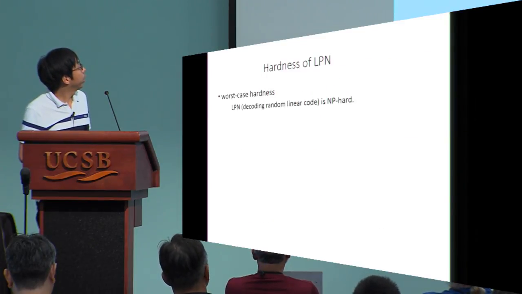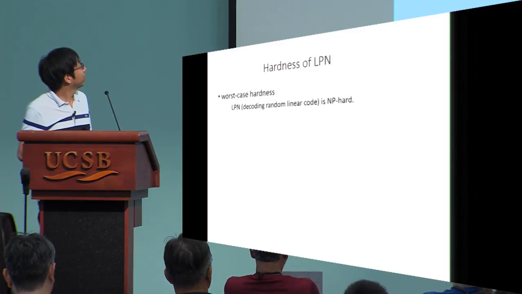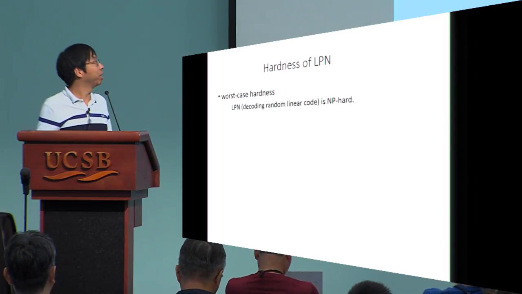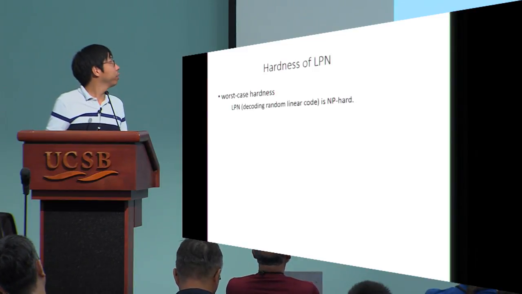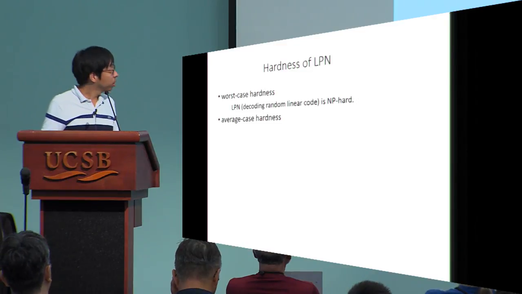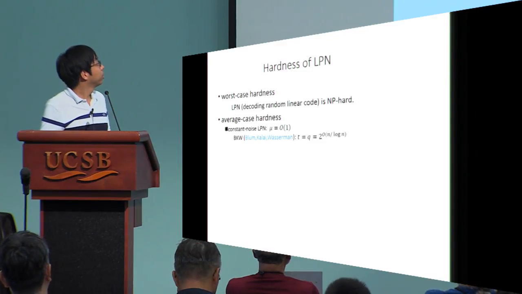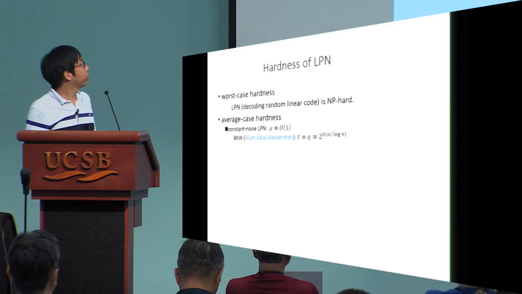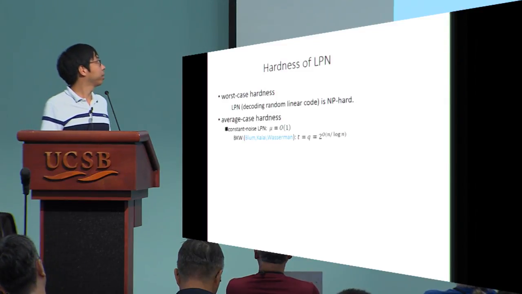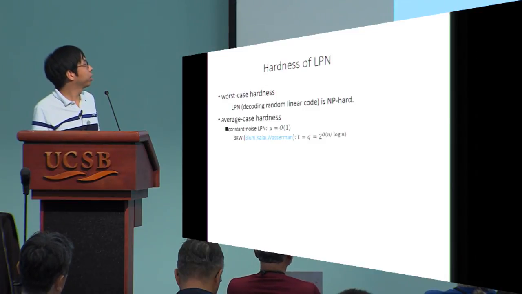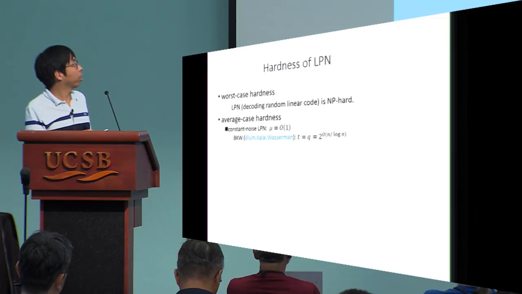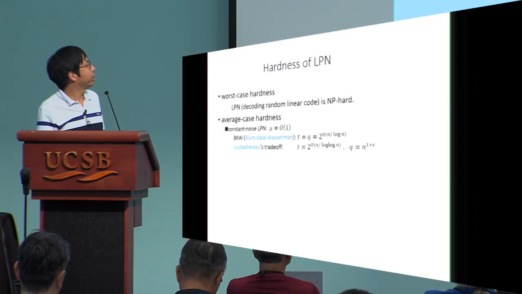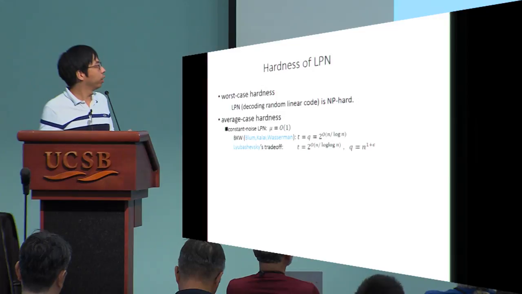And LPN is believed to be hard. In the worst case, it represents the well-known problem of decoding random linear codes, so it's known to be NP-complete. But for cryptography, we need average case hardness. So there are two settings. In the constant noise rate setting, the noise rate is fixed and independent of the secret size. In this case, the well-known BKW is asymptotically the best algorithm, needing time and sample complexity which is almost exponential, up to a log n factor. And we also have a trade-off: we need more time, but we just need a polynomial number of samples.